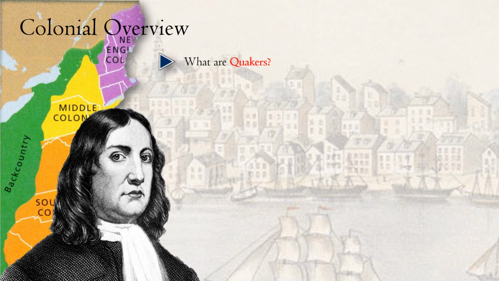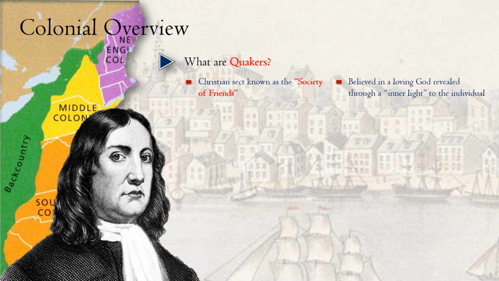So I think in the history of Pennsylvania, we have to stop and talk about who the Quakers are. Who are these guys, Quakers? Well, Quakers are a Christian sect come out of the Protestant Reformation, just like Lutherans or Anglicans or Mennonites. They're a Christian group. They're formally known not as Quakers, but as the Society of Friends. They believe in a loving God who reveals himself to each individual through an inner light, that is, the light of conscience, which is considered to be more authoritative than that of Scripture.